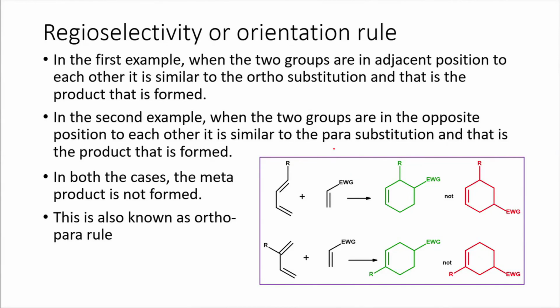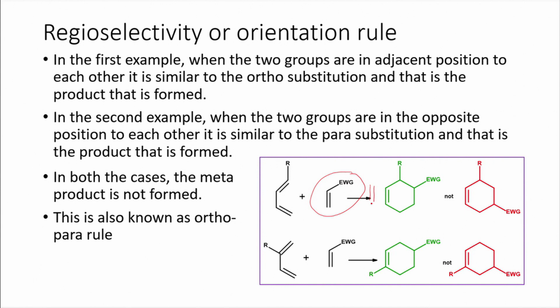And finally, let us look at the regioselectivity or orientation rule. So, we have a diene and we have a dienophile which are having substituents. How will the product form, because the addition can take place from both the electron withdrawing group and the alkyl group from the same side, or we can also rotate the molecule like this.